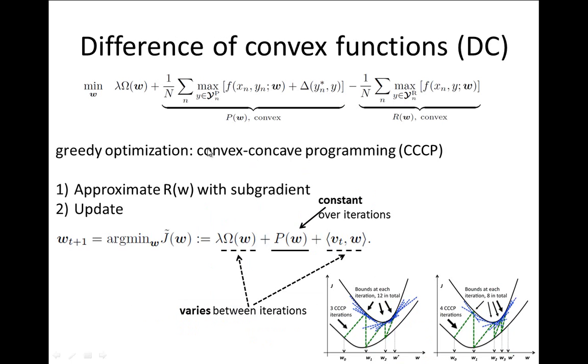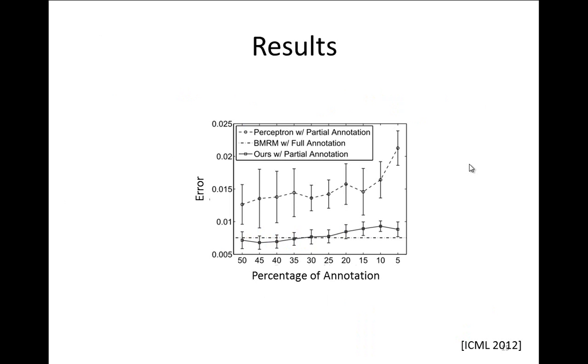The one that's most frequently used is called convex-concave programming. And it essentially lets you fall into a local minimum. So if your initial choice of parameters is decent, then you may find a good local optimum. And if it's bad, you may end up in a very bad part of parameter space.